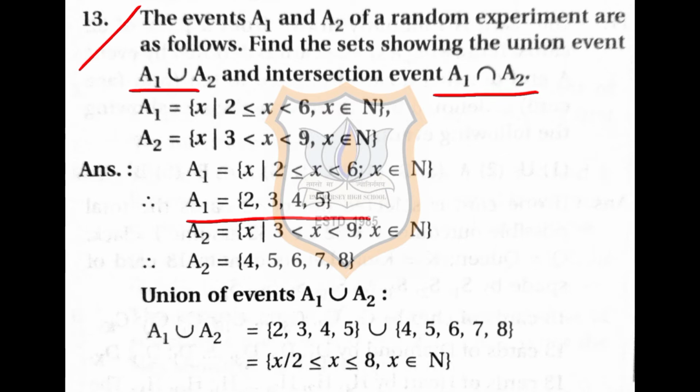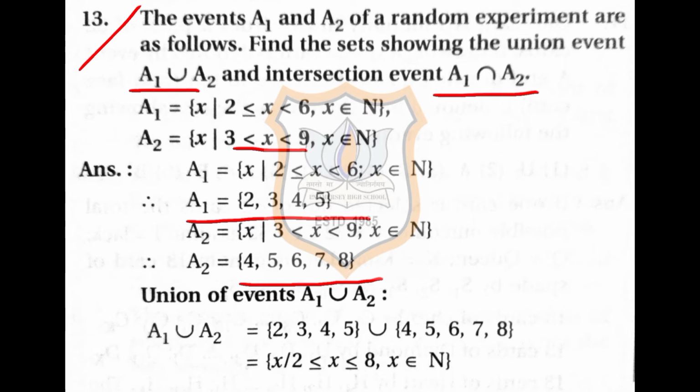Now what is A2? 3 less than x less than 9. That is the numbers between 3 and 9. What are the numbers between 3 and 9? 4, 5, 6, 7, 8. 9 you cannot take, because it is between 3 and 9.